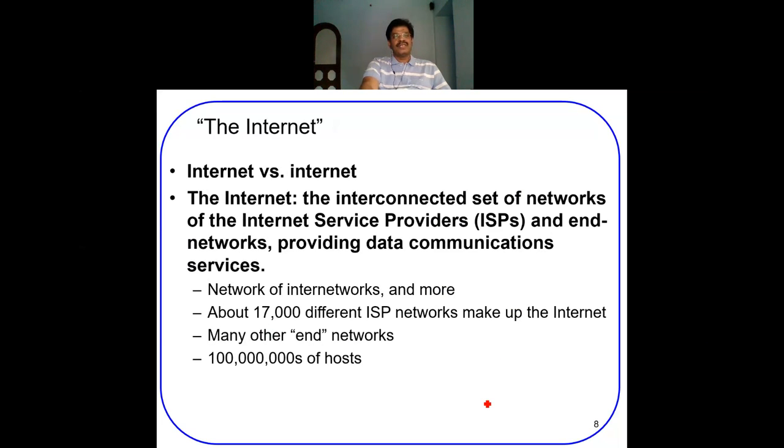So internet service provider, network of internetworks, that is internet. There are almost 17,000 different internet service providers for the internet in the entire globe, and millions of hosts and new hosts in the form of passive nodes as well as active nodes due to the advent of internet of things are being added to the data networks.